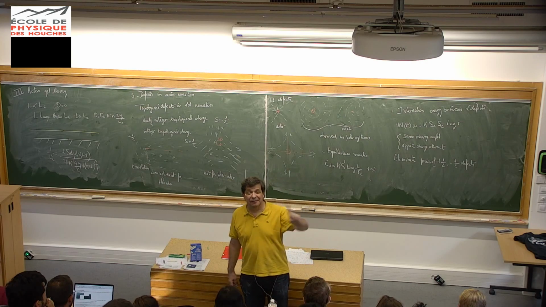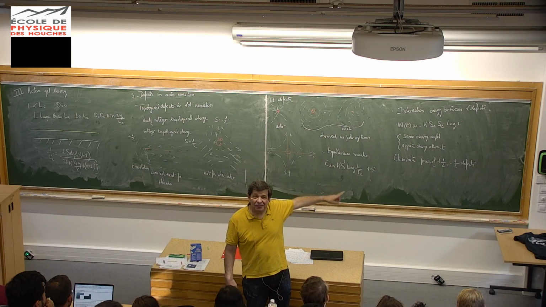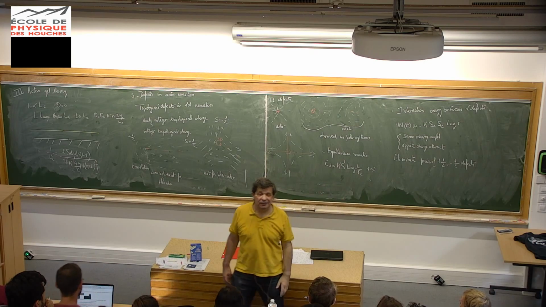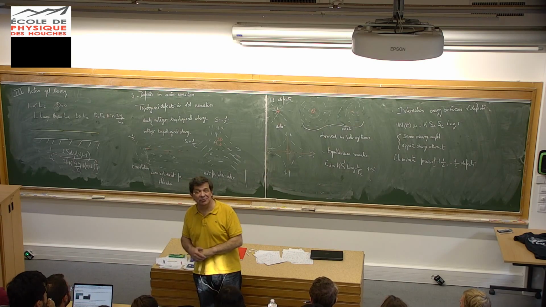One by one, pairs of defects can annihilate. +1/2 and -1/2 defects can annihilate, and then they disappear, and the number of pairs of defects can diminish with time.